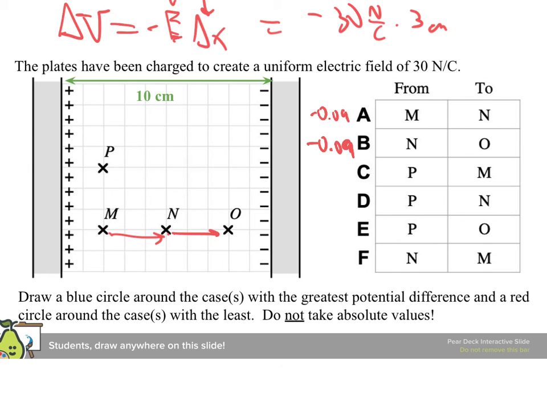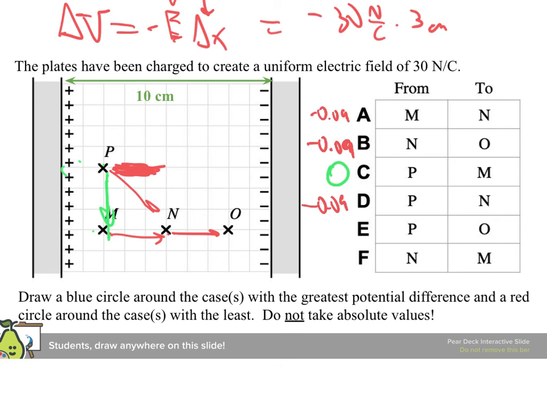And then kind of interestingly, going from P to N, again, this is the only bit that matters because the field only varies in the horizontal. So this is actually going to also be minus 0.09. Going from P to M, as in Matilda, well, they're each the same distance from the plates. So there's actually no potential difference between those 2 points.